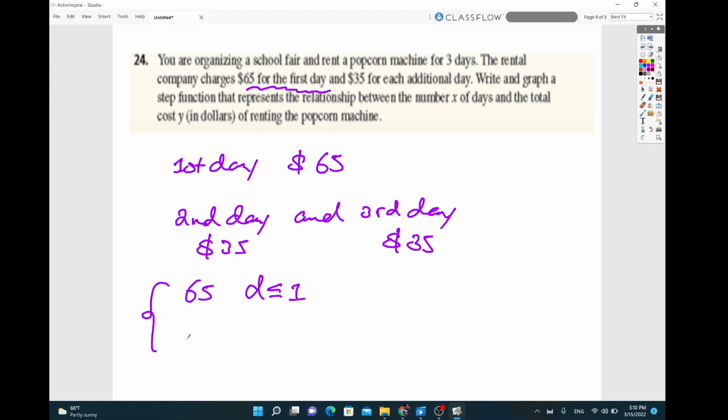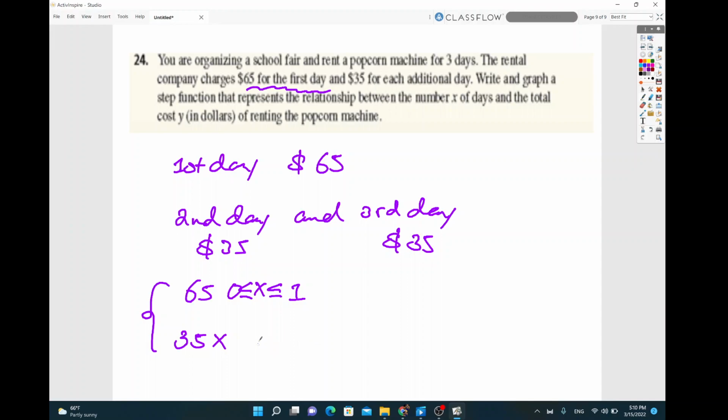So then that'd be 35 times x. X would be the number of days. So instead of using D, let's say x. So x is greater than 1, but it's also less than or equal to 3. So after day 1, so that means anything after day 1, from day 2 and then all the way to day 3, the end of day 3.